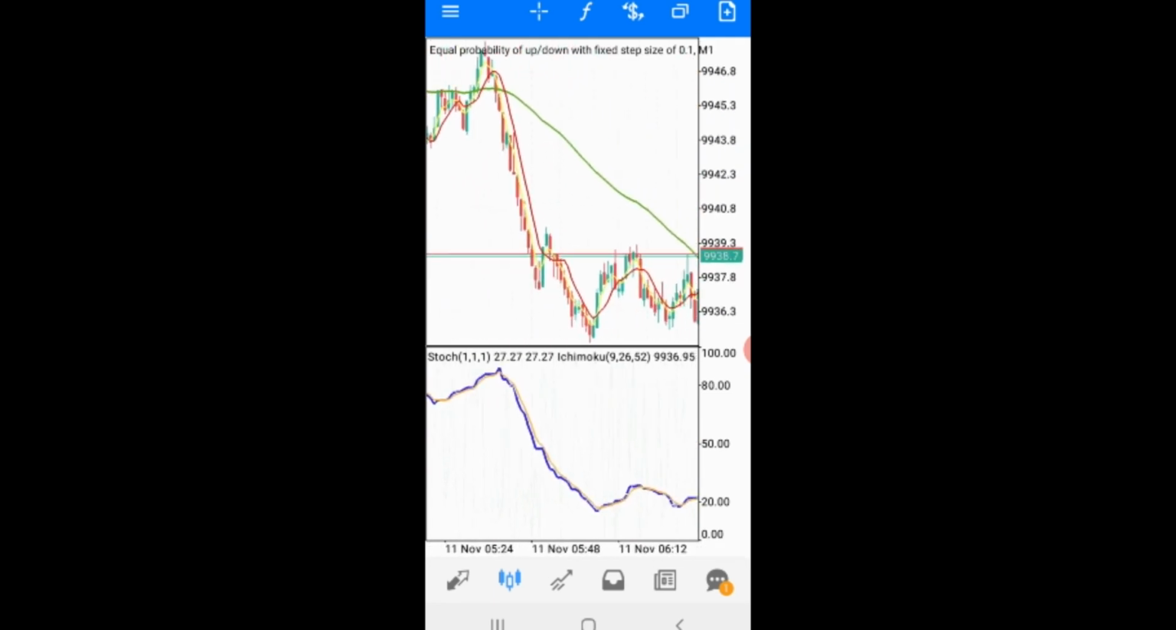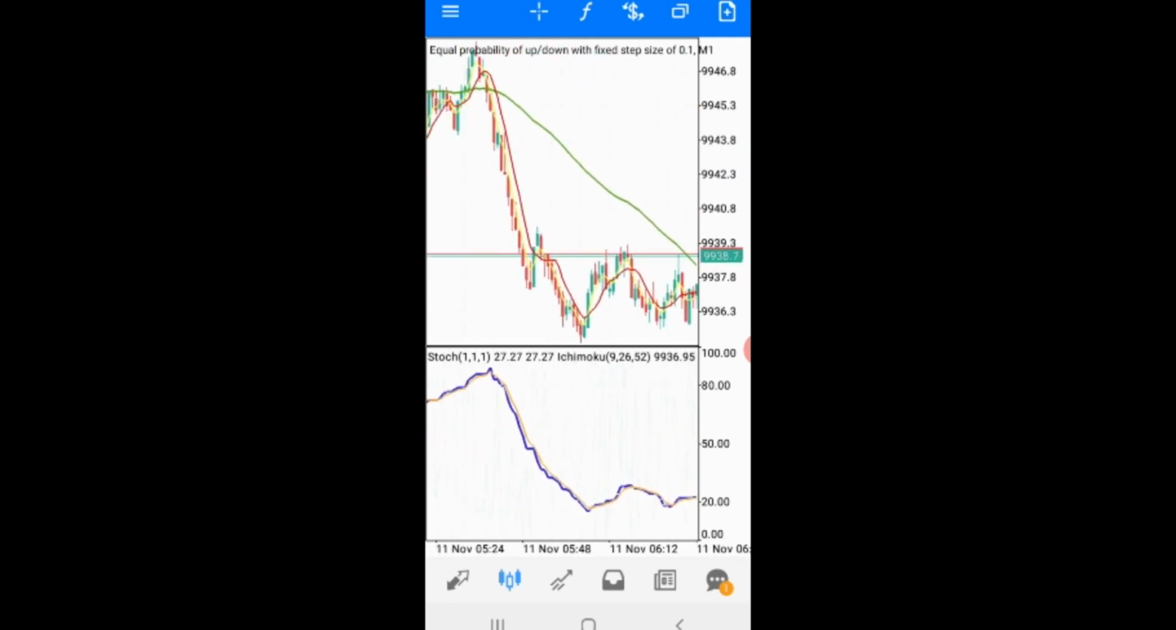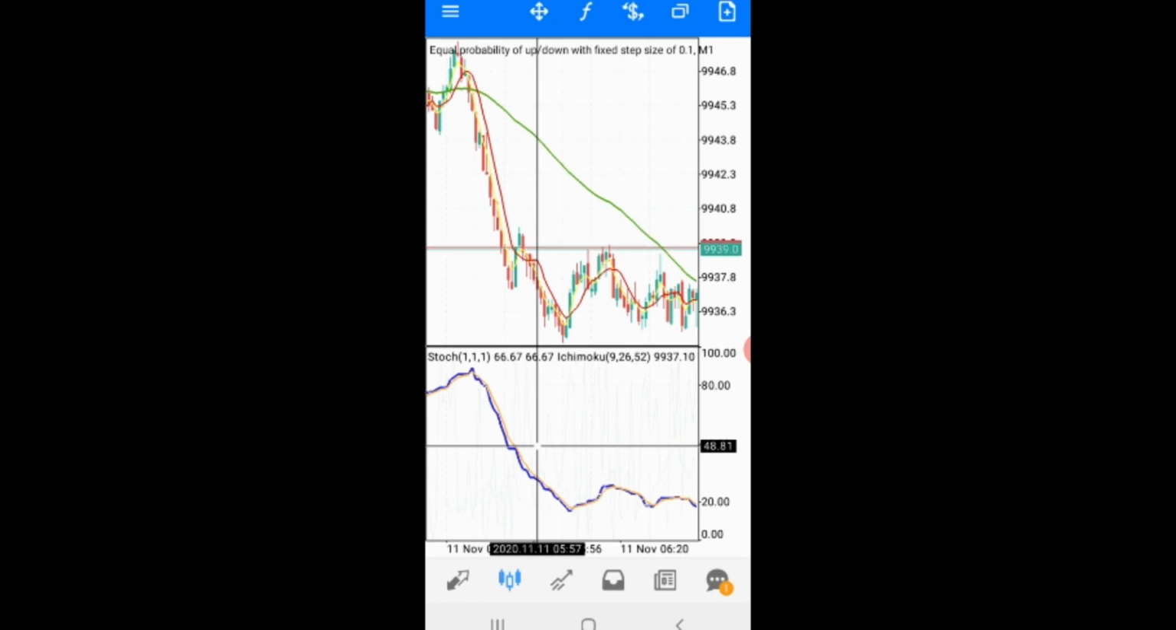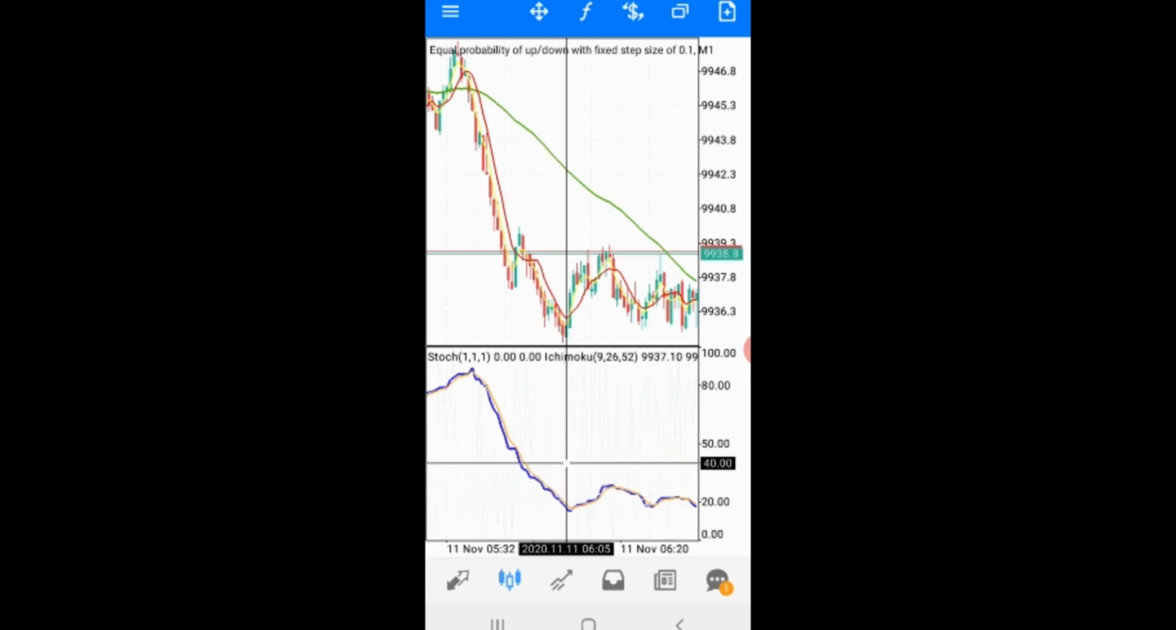Though at times it does break through the 50, it's not always. It's under a probability. It might break through, it might reverse. But you don't know.